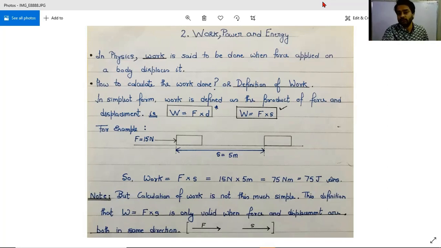So in physics, what is work? We can say that if we apply some force on an object and that object displaces from its position, then work is done. So basically in physics, to understand work, we need three things: we have force, we have object, and we have displacement. For example, if you push a table and that table displaces from its position, then work is being done.